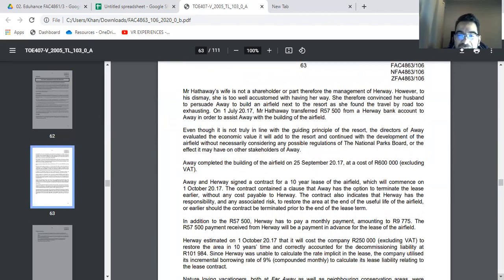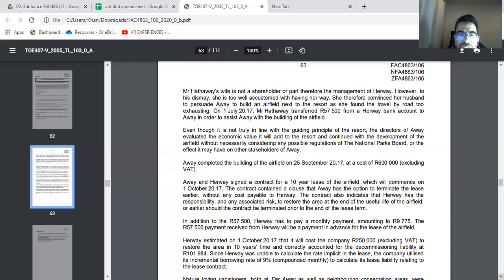She convinced her husband to persuade Storeaway to build an airfield next to the resort, as she found the travel by road too exhausting. On 1 July 2017, Mr. Hathaway transferred 57,500 from a Herway bank account to Storeaway in order to assist Storeaway with the building of the airfield.